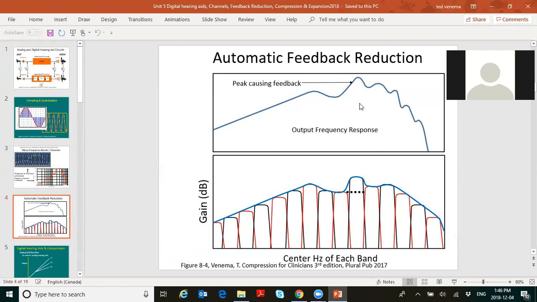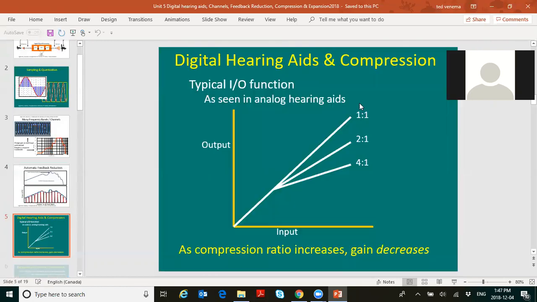Beware of overusing automatic feedback reduction because it can really compromise the high frequency gain given by the hearing aid. There's a real tug of war, I find, with automatic feedback reduction because it can really reduce the possible high frequency gain that can be given by the hearing aid.